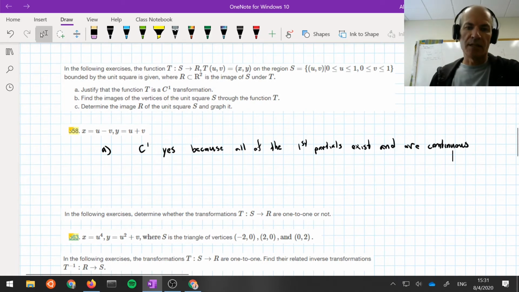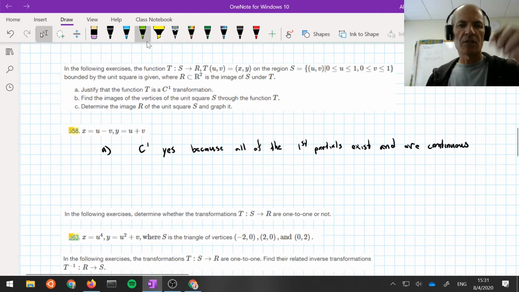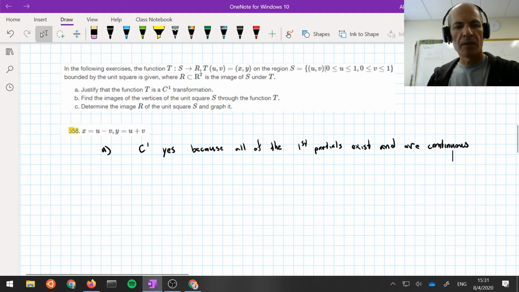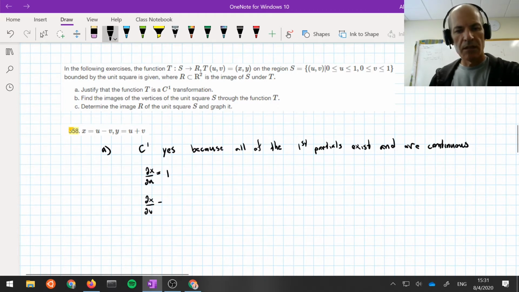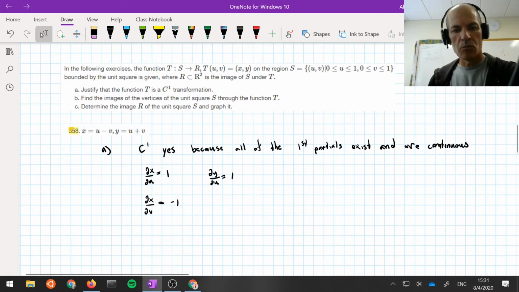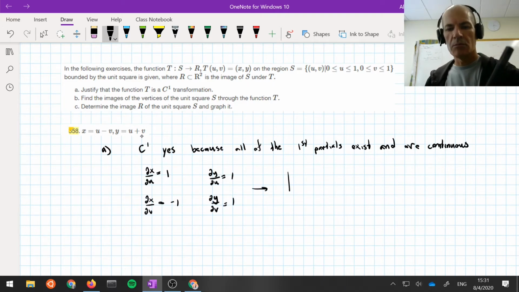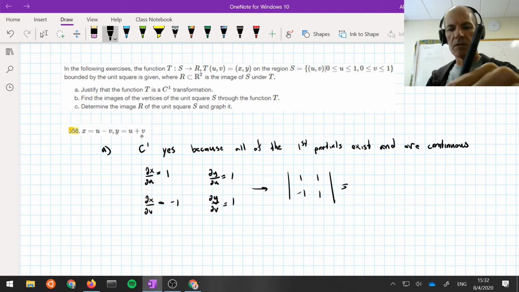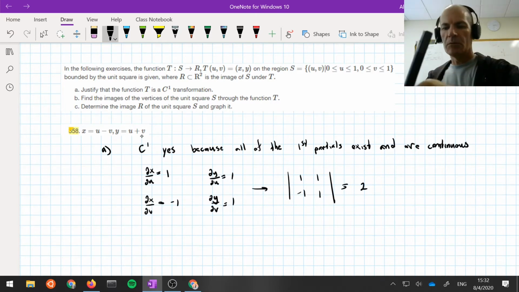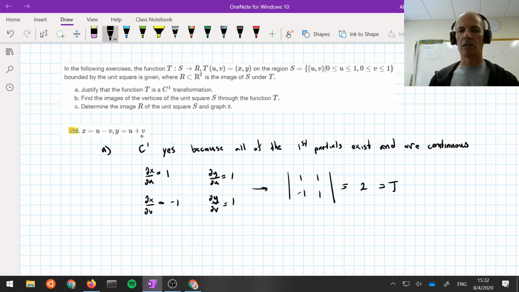And we can see that just by computing the partial derivatives here. So it's a good exercise, especially at this stage of the section. Let's compute those partial derivatives. The partial of x with respect to u, we look at this formula for x in terms of u and v, it's just 1. The partial of x with respect to v, negative 1. The partial of y with respect to u is 1. And the partial of y with respect to v is also 1. And in fact, we weren't asked to find the Jacobian here, but if you want to look at the Jacobian, we're talking about the determinant of this matrix. 1 times 1 minus 1 times negative 1 is 2. So that would be the Jacobian if we were using this transformation in an integration context.